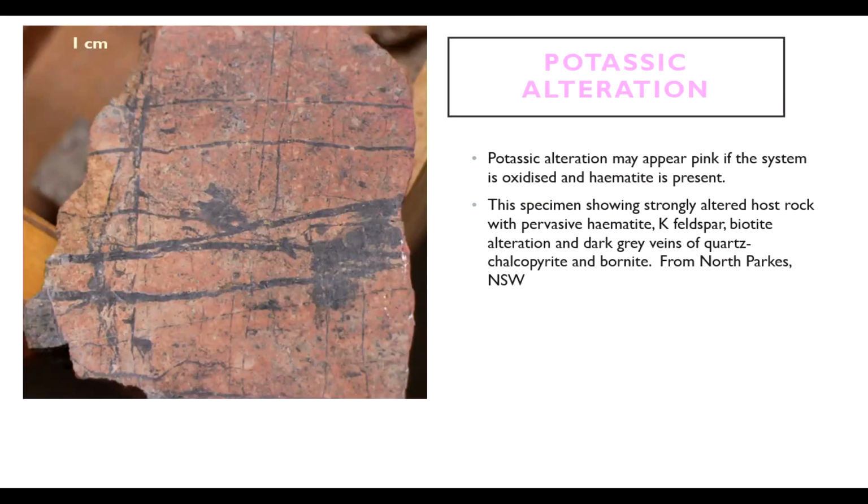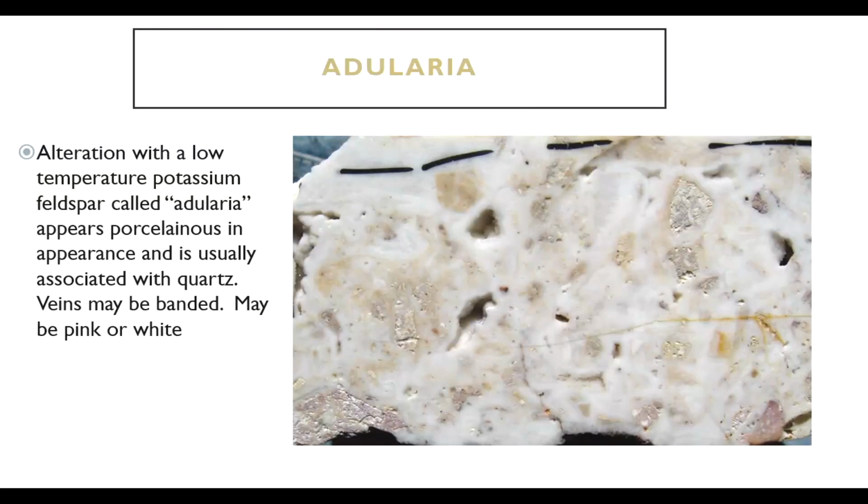This example is quite prominent. We get that beautiful pinky colour. People in class saw this last week. We have dark grey veins of quartz, maybe with bits of chalcopyrite and bornite. Here's a lower temperature potassium feldspar called adularia, and it's a bit more porcelain in its form, but in a lighter colour.